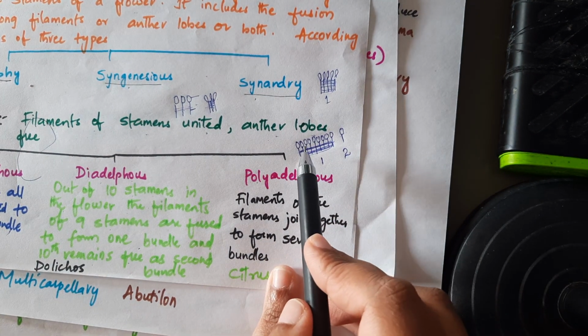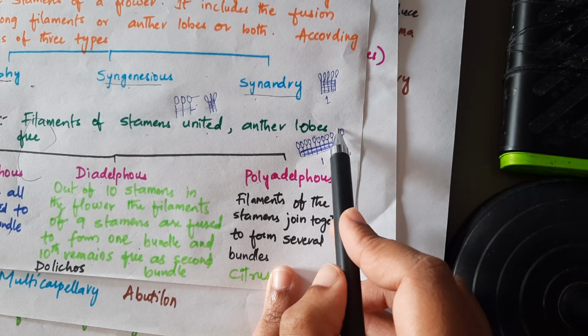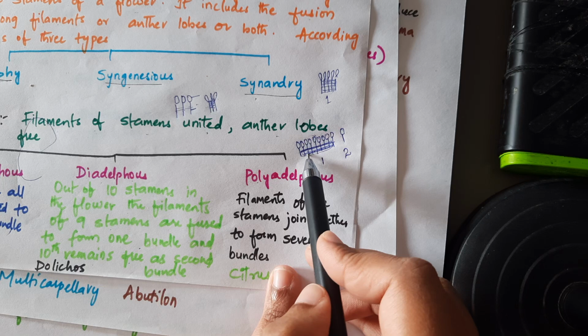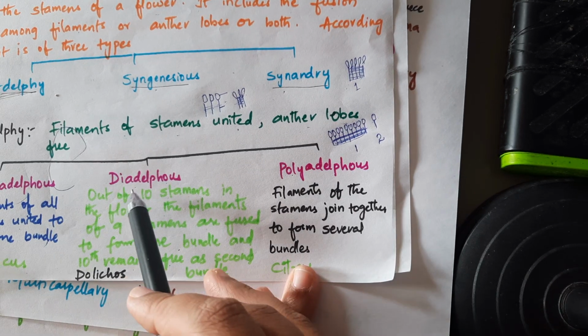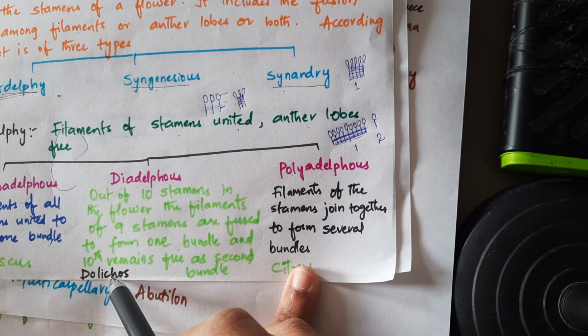So here di means two bundles are formed. One contains 9 stamens in which the filaments are fused, and the single one remains and forms another bundle. So total 2 bundles are there. So we call it diadelphous. It is seen in dolichos.